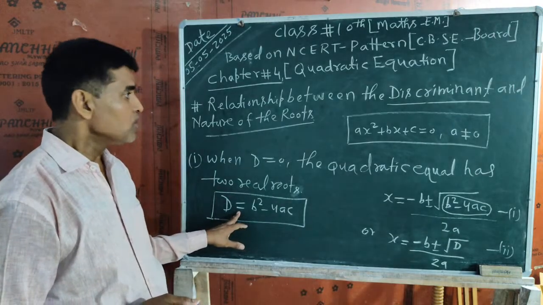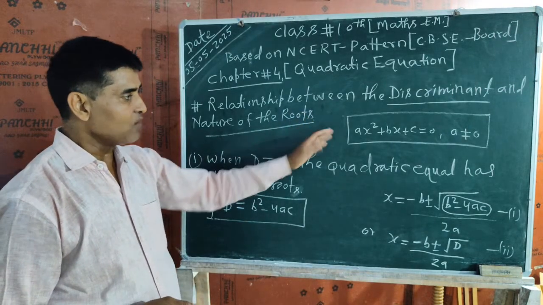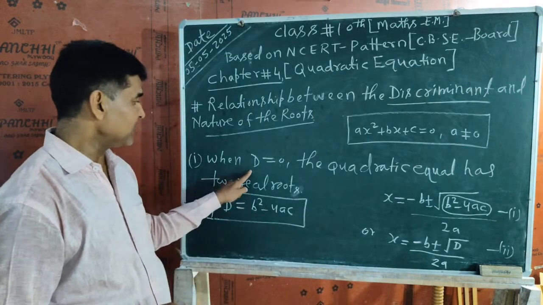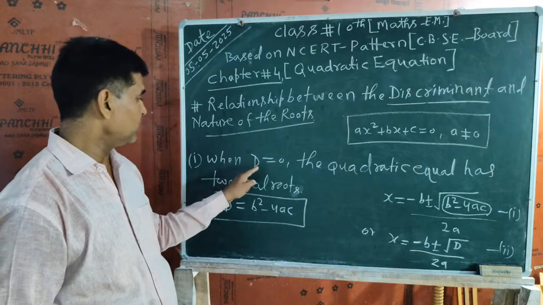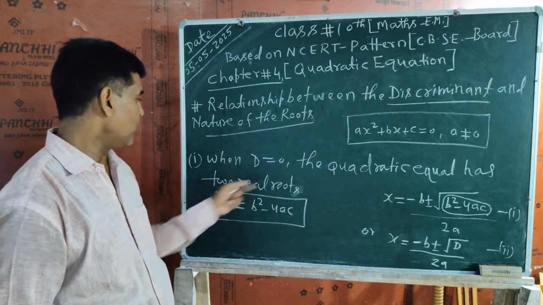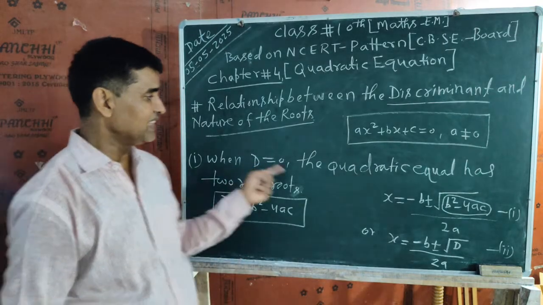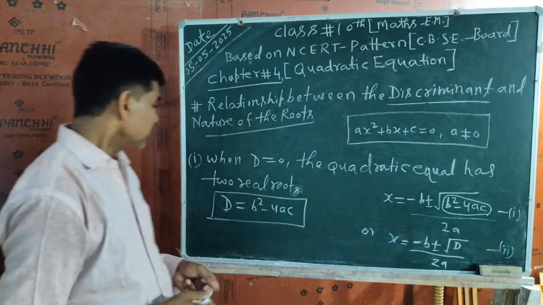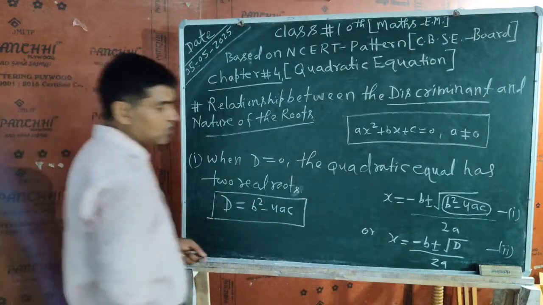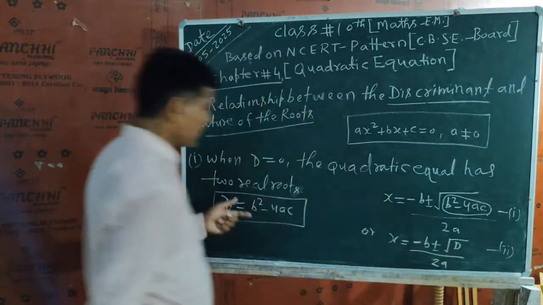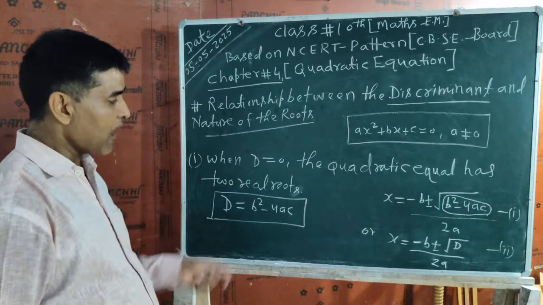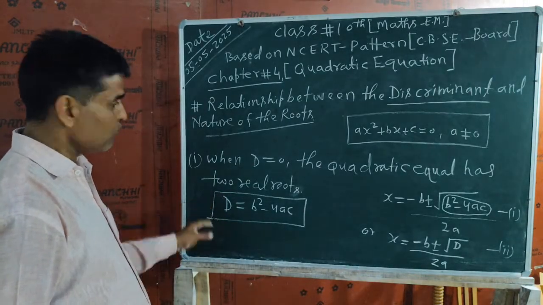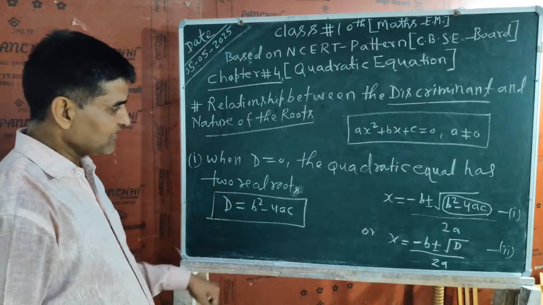Okay, student. Now in this case I will explain three conditions. So the first condition is that when D is equal to 0, in this case I will say that the quadratic equation has two real and equal roots. I hope that this step you have to remember clearly. Further, I am going to erase this formula.